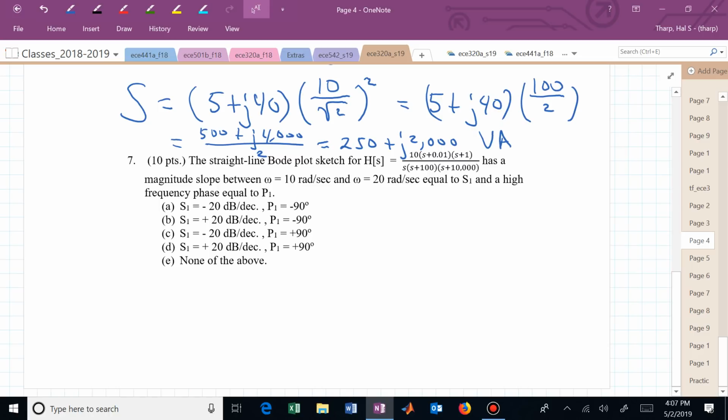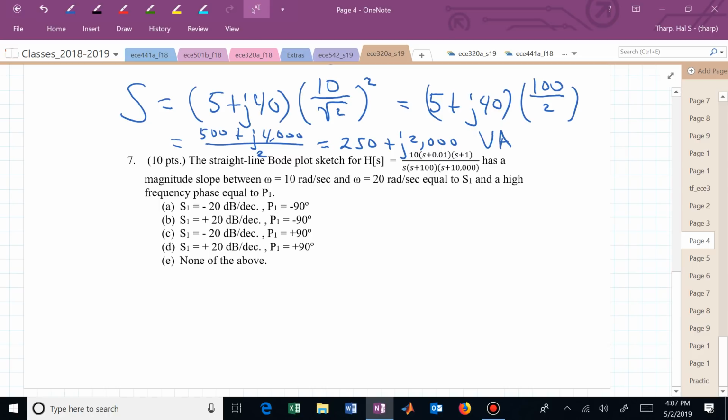Yes, it would be a decade beyond the highest break, and that highest break is at 10,000. So you now say 10 times 10,000. It's at 100,000. That's high frequency in this case. And what is the phase at high frequency? How many zero factors do we have? We have 2. How many pole factors? 3.